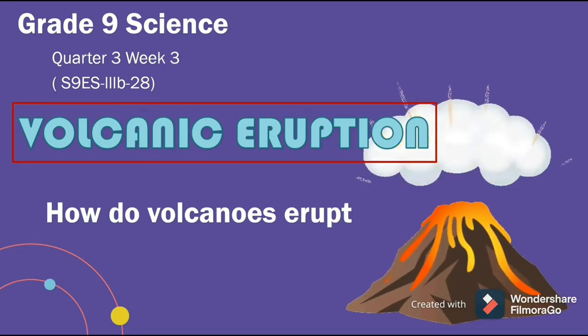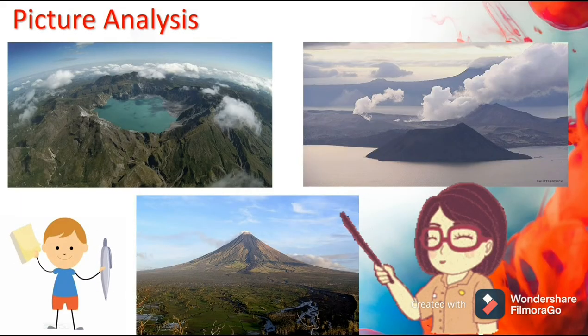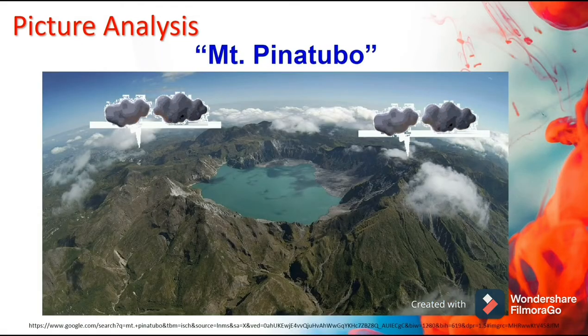At this time, I want you to look at the pictures. Are you familiar with these volcanoes? What are the similarities of these 3 known volcanoes? The first photo is Mount Pinatubo. It is an active stratovolcano in the Zambales Mountains, located on the tri-point boundary of the Philippine provinces of Zambales, Tarlac, and Pampanga, all in central Luzon on the northern island of Luzon.